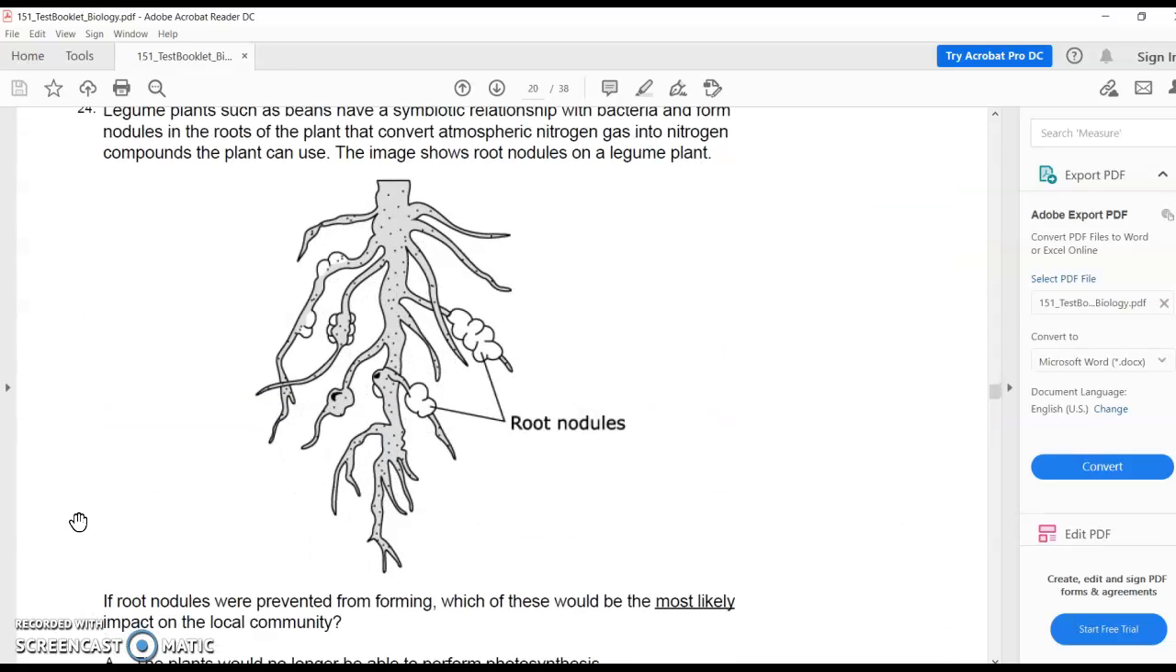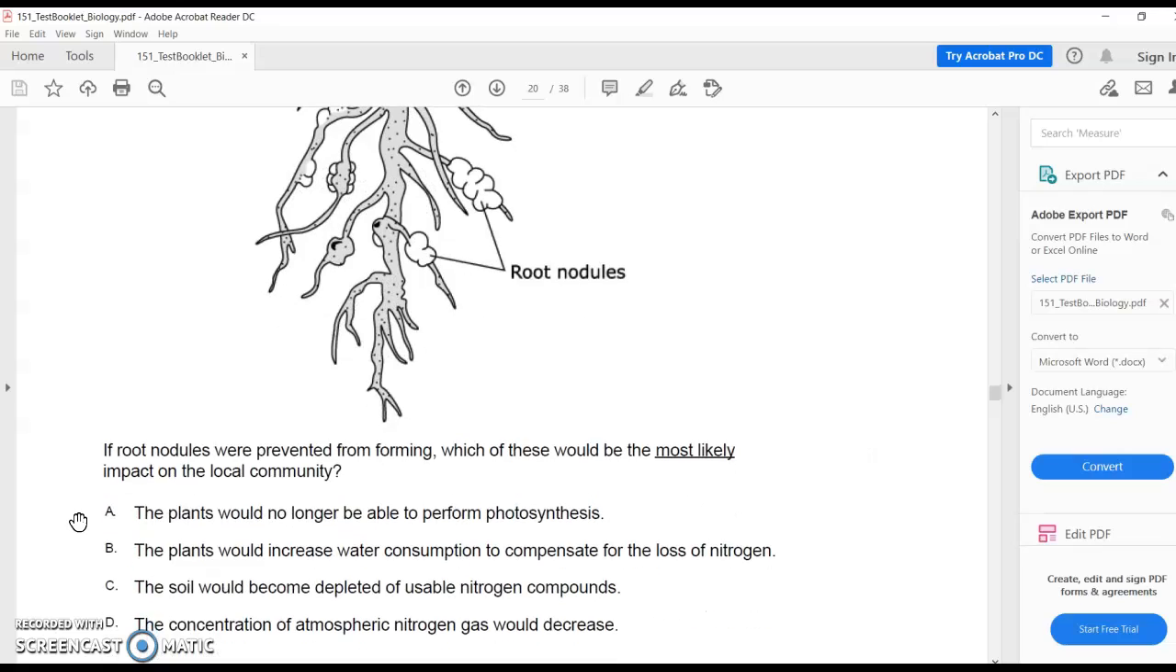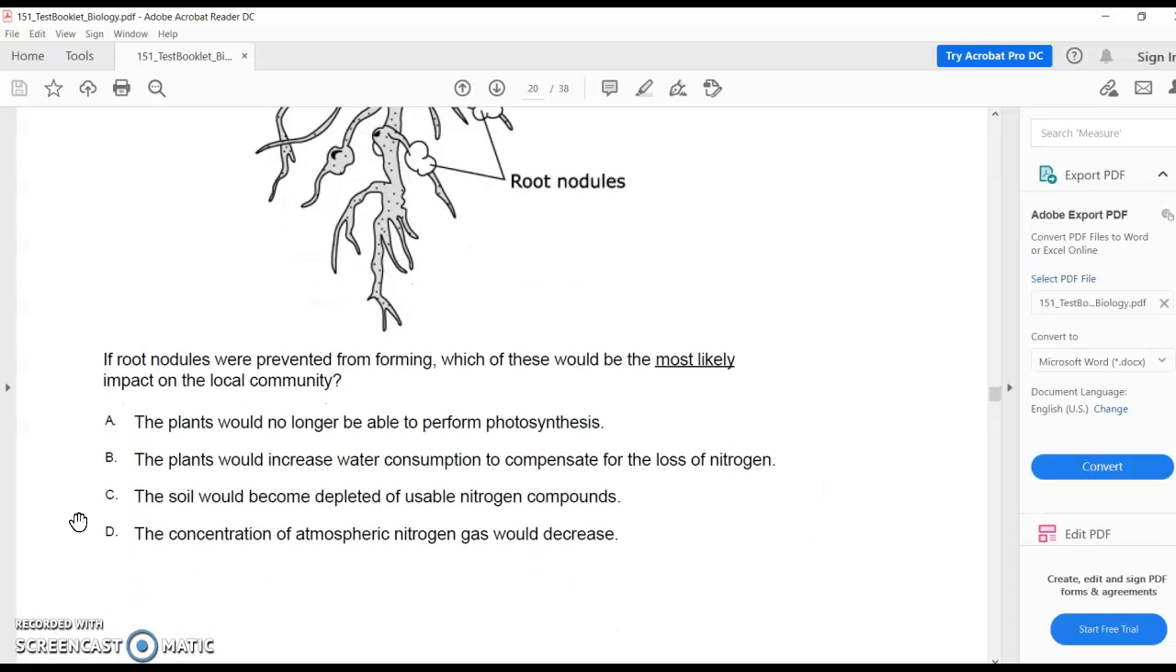24 we definitely talked about with legumes and nitrogen fixation. So it's asking if those root nodules were prevented from forming, what would be the outcome, basically? And that correct answer would be C.